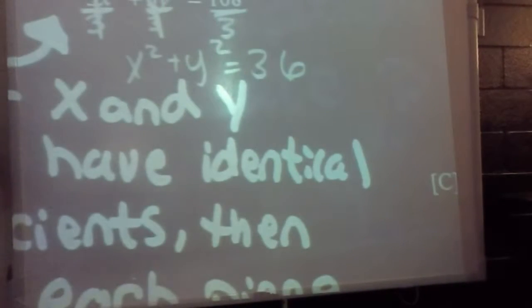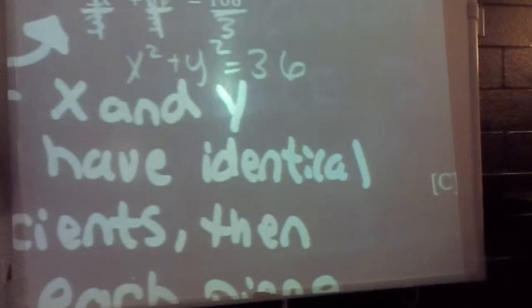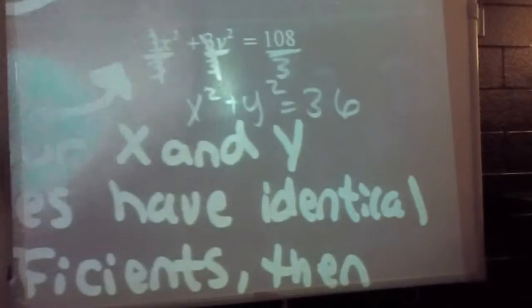So remember, some other examples of this, you might see 2x squared plus 2y squared is 50. Just divide them all by 2, so you get x squared, y squared, and 25. And I've seen some others, 3x squared, 3y squared, and 27. Divide them all by 3.